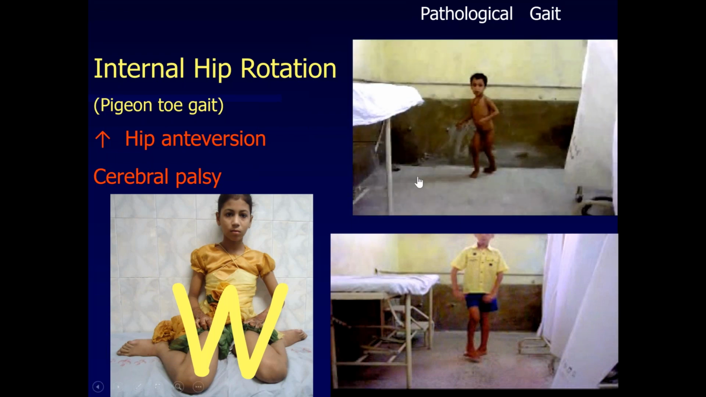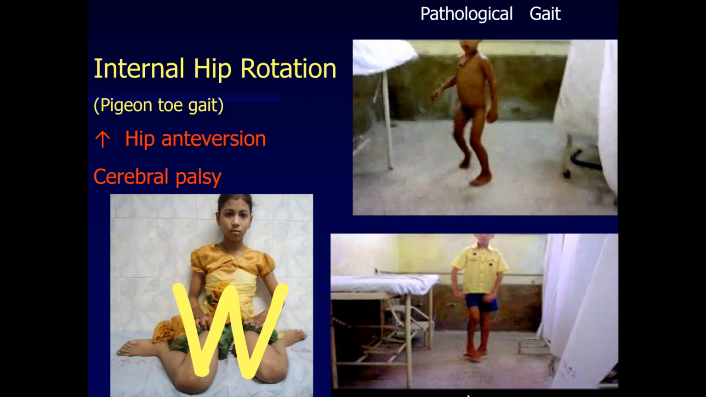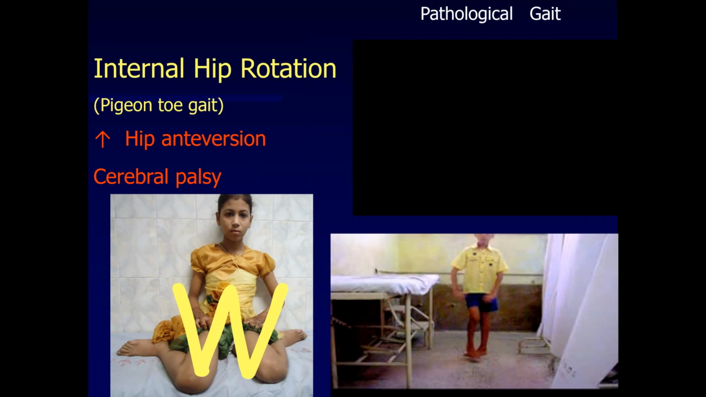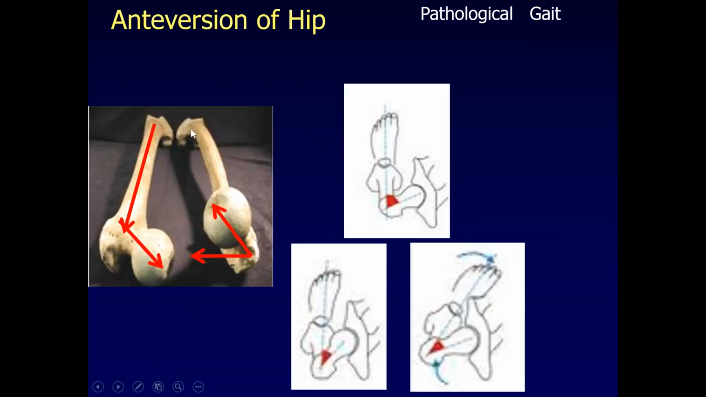Anyway, so you can see on this side, this is a bilateral in-toeing. This is unilateral in-toeing. To understand this, if you keep the femur bone on a table, you find that the condyles are touching the table, the trochanter and the head of the femur touch the table. The head does not touch the table because of the anteversion, right?